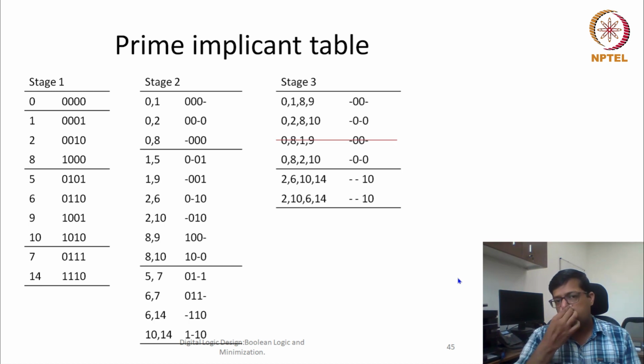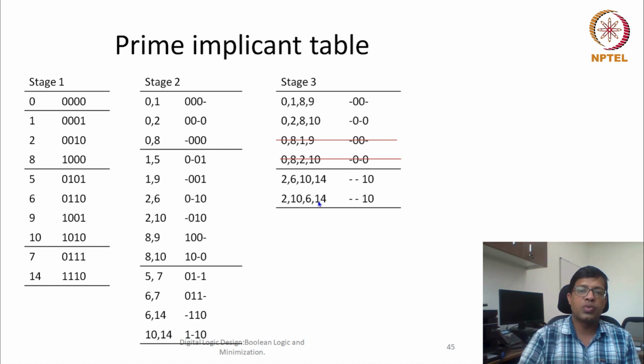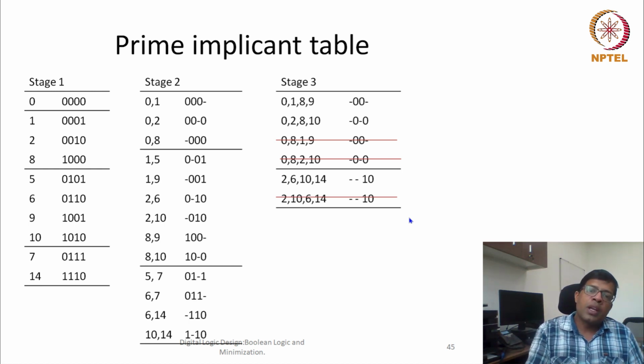So if we look at the redundant terms, you see this particular set 0 1 8 9 is also equivalent to 0 8 1 9, so we can simply remove this. And similarly we can remove 0 8 2 10, because it is equivalent to 0 2 8 10. Similarly 2 6 10 14 is equivalent to 2 10 6 14. So one of them can be removed. So this way we have removed all the redundant terms.